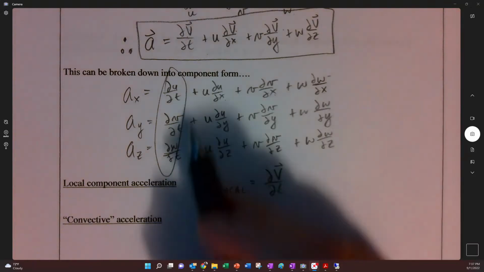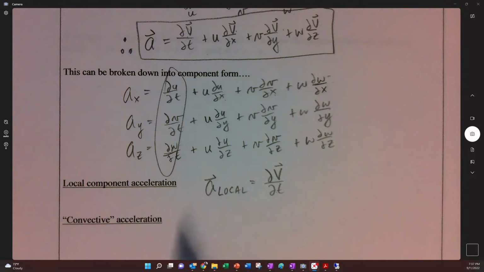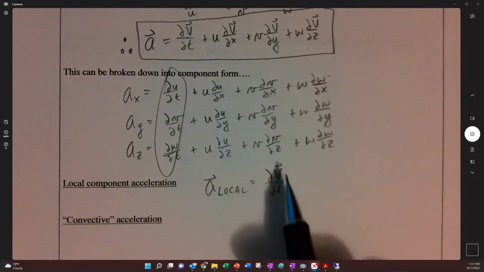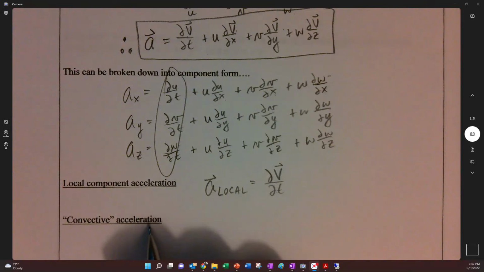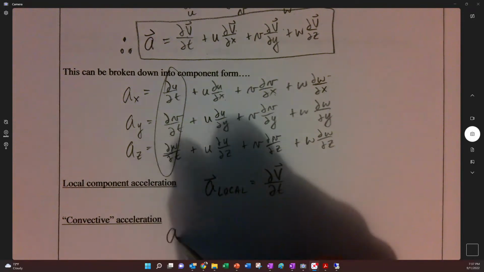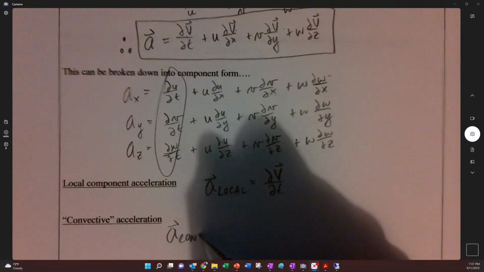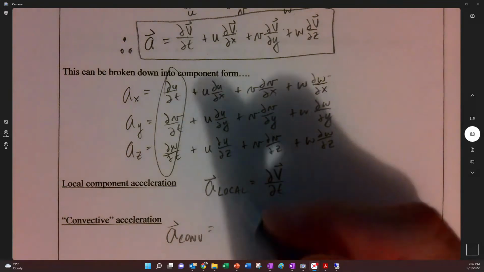But anyway, this portion right here really represents this, and it's called the local time-based component. But now we have the other part, which is the convective-based, right? And I didn't give it a name, but I guess I could. I think I can write this as the convective component, or the convected portion. It's not a component, so it's a portion.